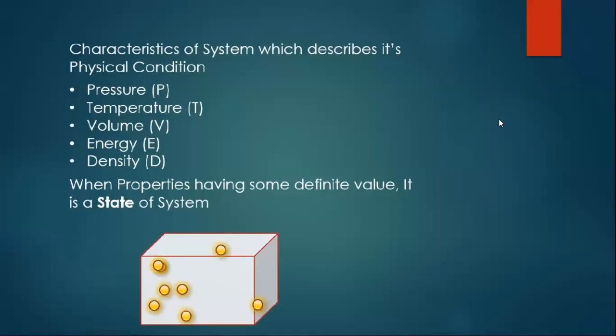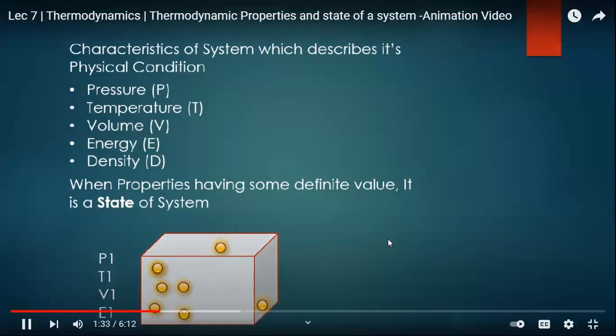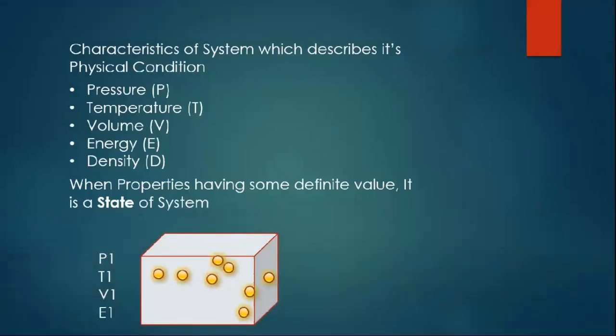Consider a cube having some volume and it is having some amount of gas inside, that molecules are moving, so we can say that it is having some amount of pressure P1 and the temperature we can measure it using a thermometer and the pressure by using a pressure gauge, and we can say that it is having a pressure P1 and temperature T1 and its volume is V1 and the total energy of the system is E1. So these are the properties, and we can, when we are specifying some specific value to all these properties, it become a state of the system.